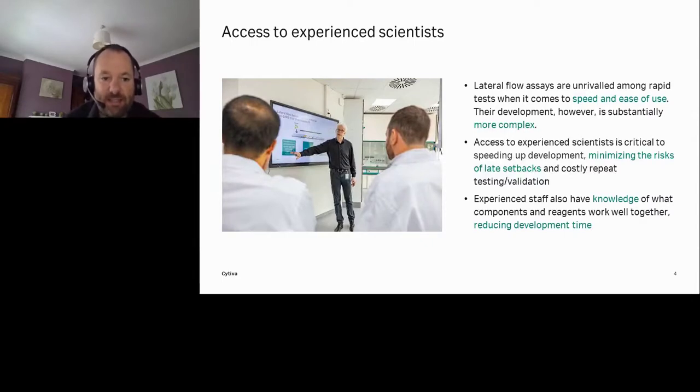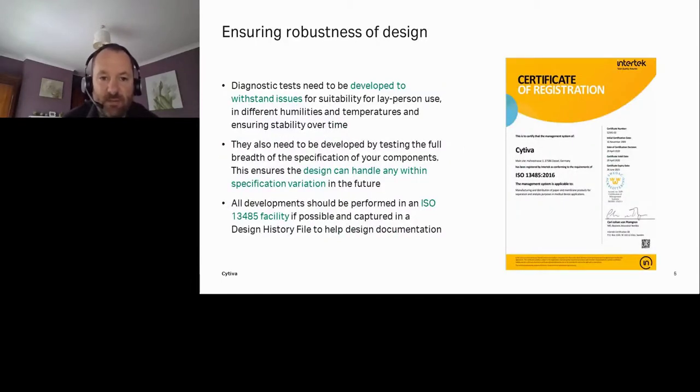Okay, so the next part I'm going to take you into is robustness of design. Talking about the complexity in the previous slide, it's very important that you manage that complexity and that you've got a working product at the end of it that is substantially developed in order to go into the market as it's intended to.